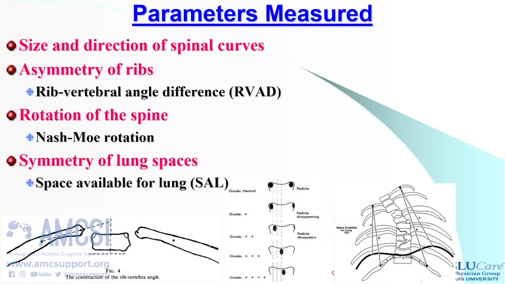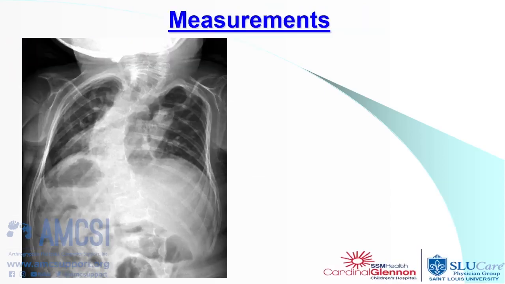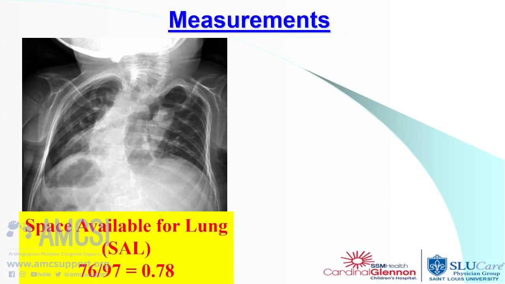in essence, just looking at different parameters that gives us an idea of how big the curve is. Or here, this is a way of measuring what the difference in the lung shapes are. Again, we're trying to get very symmetrical lung shapes. This is that one we were just talking about, the space available for lung, which we just look at the height of the lung from the top down to the diaphragm on both sides.